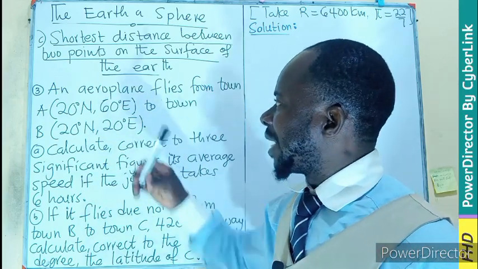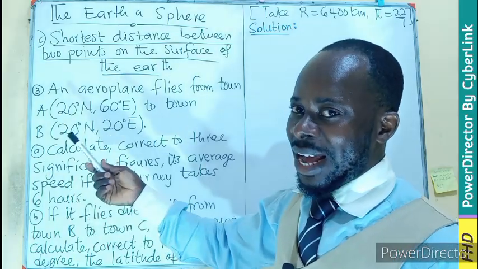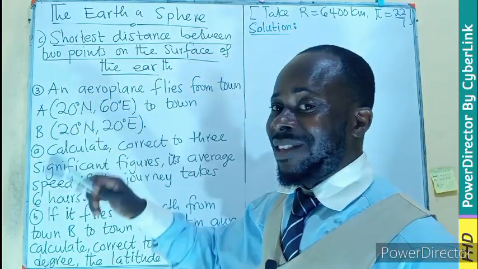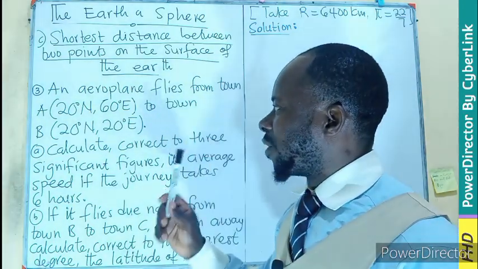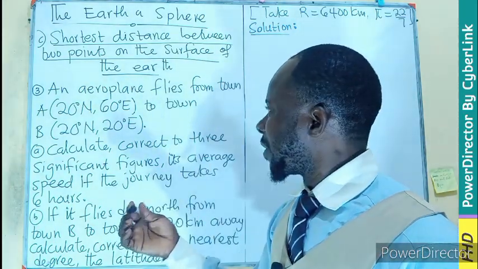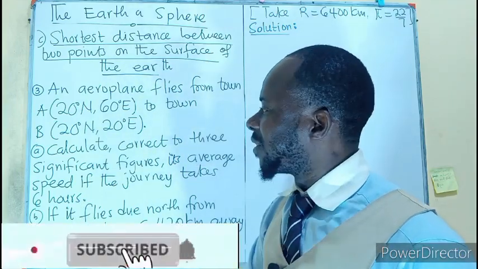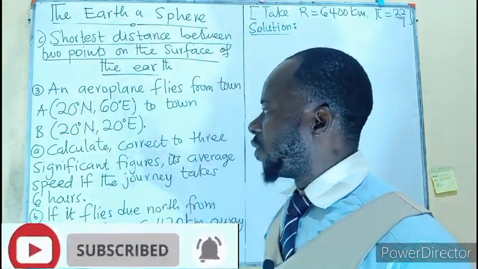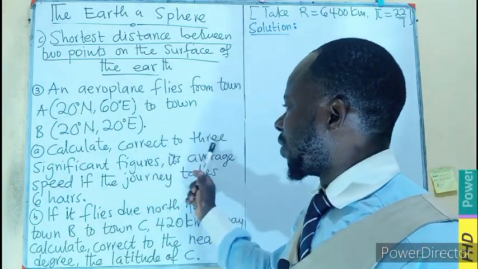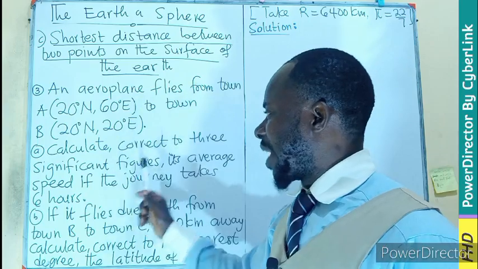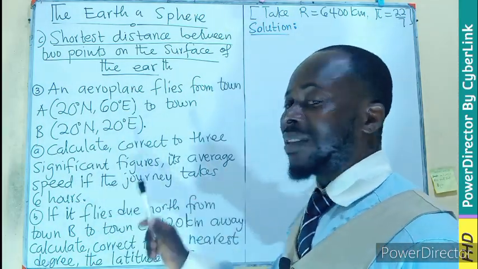Here, an airplane flies from a town A on the coordinate latitude 20 degrees north and longitude 60 degrees east to a town B, which is also on the same latitude 20 degrees north with a different longitude of 20 degrees east. We have to calculate, correct to 3 significant figures, the average speed if the journey takes 6 hours.